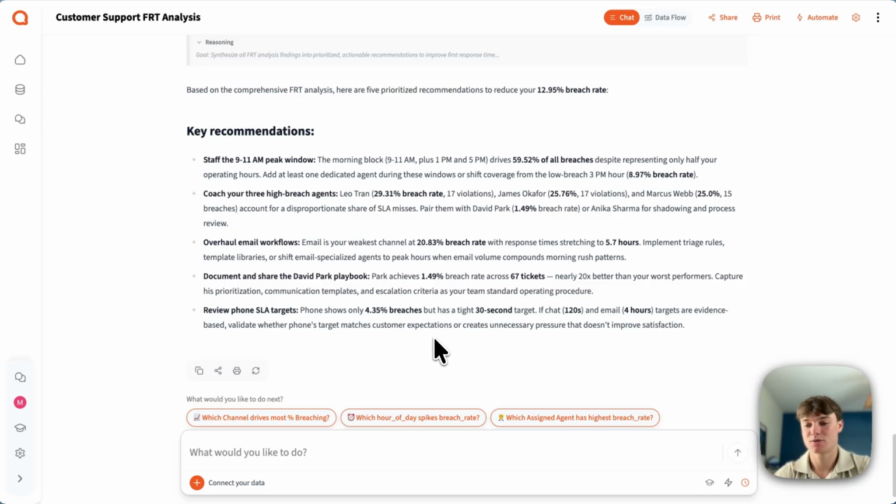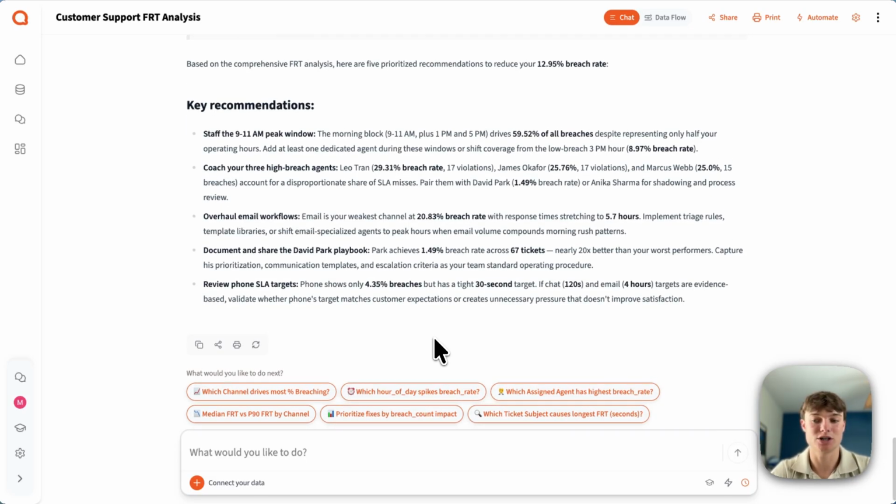Now, at this point right here, you could go and look into channels. You could look deeper into agents, or certain breach hours. Really, all you have to do to look deeper into any part of the data is just prompt Query, just ask it, and it'll tell you.